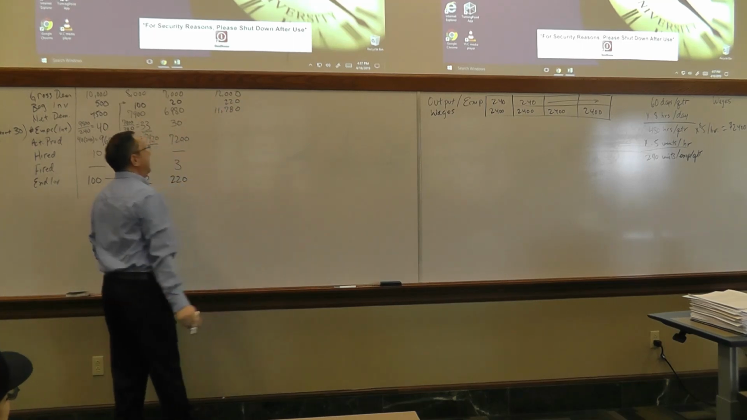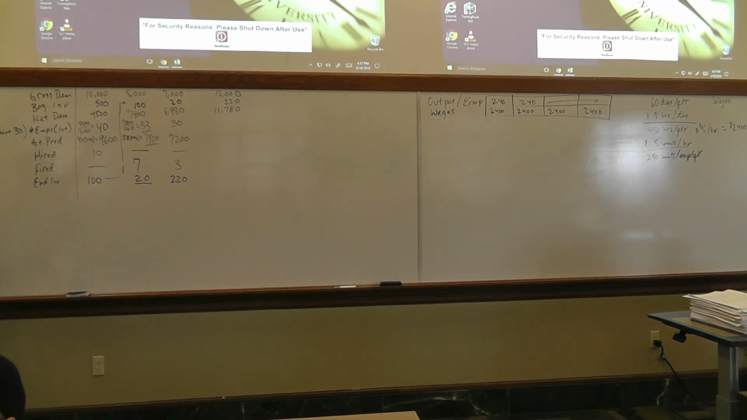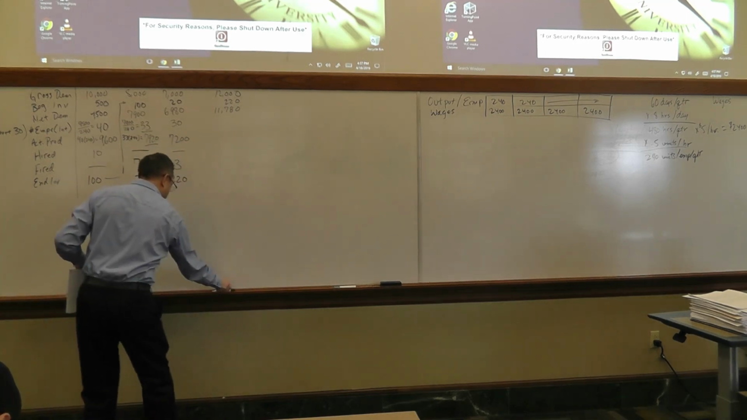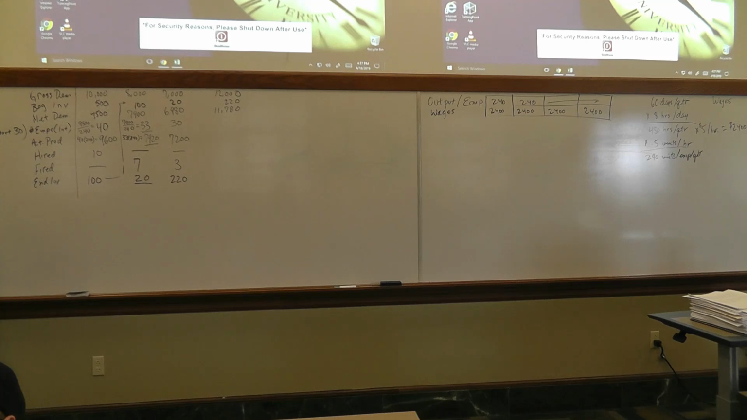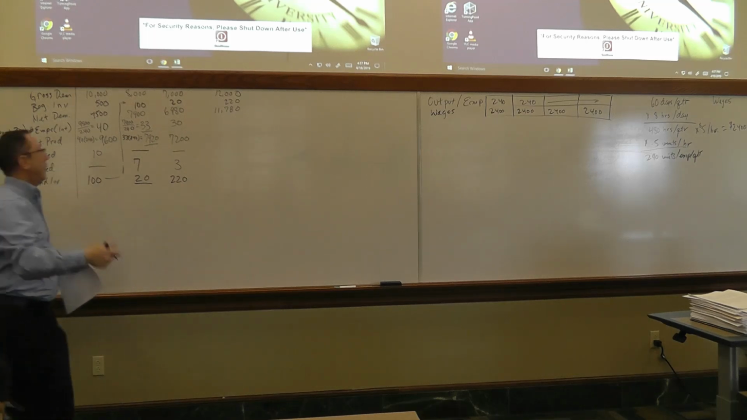11,780 is our net demand, as demand jumps in the last quarter. 11,780 that we need, divided by 240 per worker. How many workers do we need? 49 point something, right? It goes up to 50.